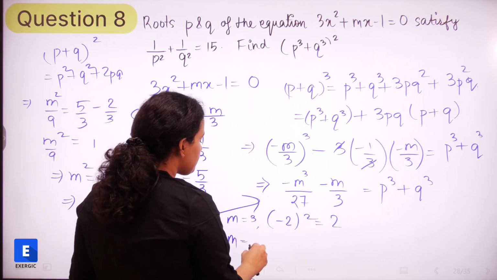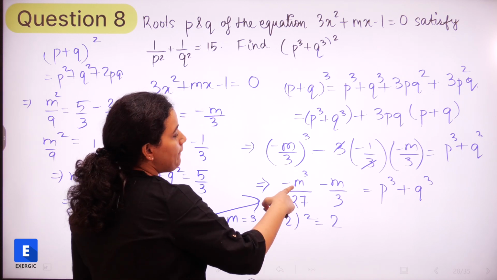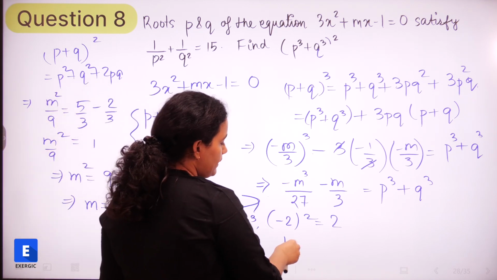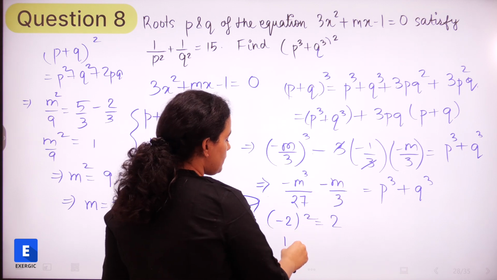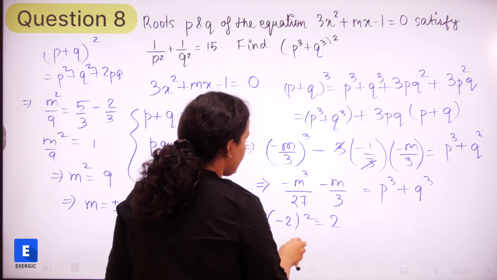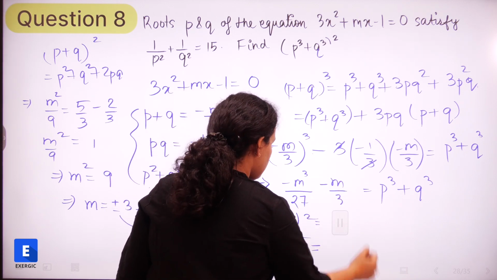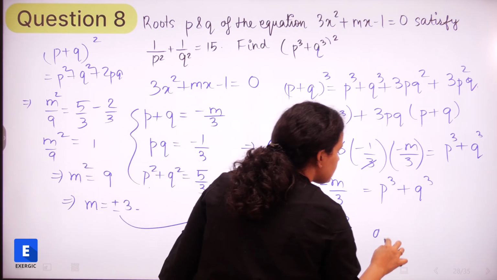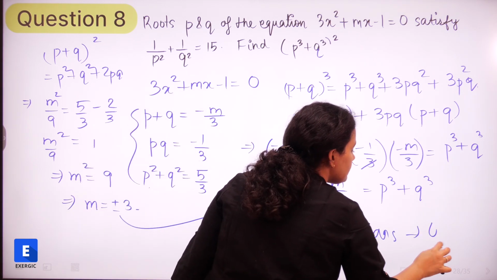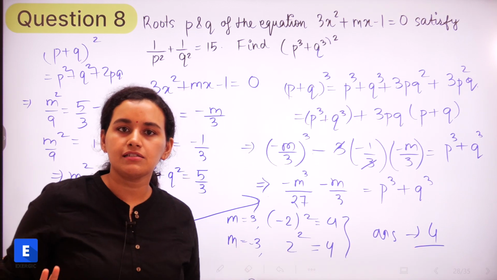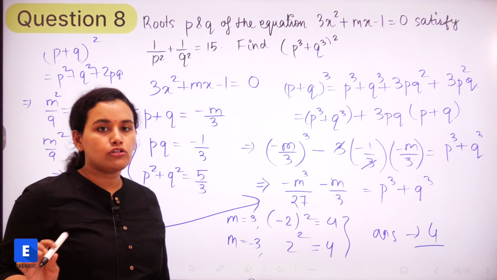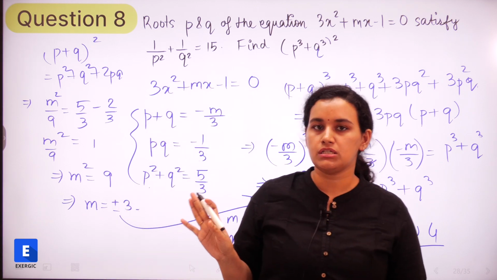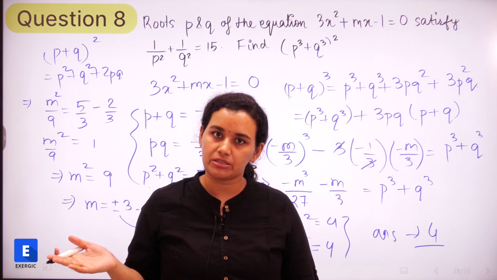And if I take m as minus 3, then this is going to be minus of 27, minus minus plus, so 1. And this is again minus 3, so plus 1, right? So 2. Again 2 square is nothing but 4. So the final answer that we get is 4. A little calculation intensive, but you need to know the basic algebraic equations. You will be able to solve this question.